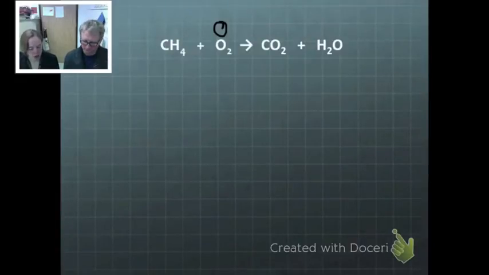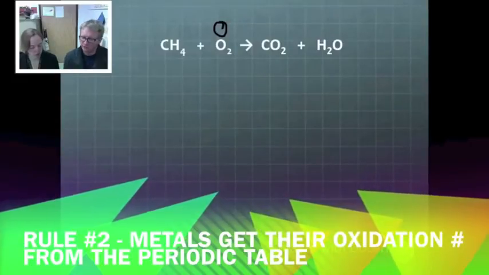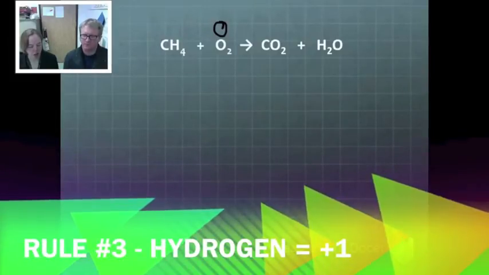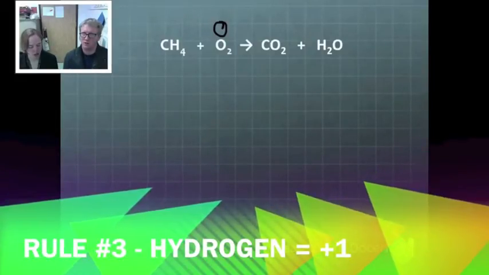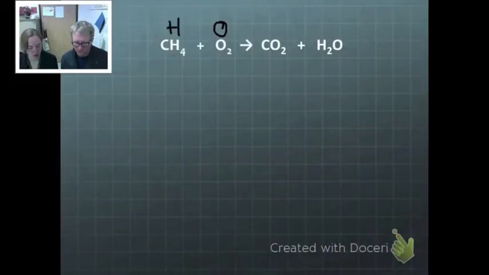All right, what was our next thing that had an easy rule? The metals. But we don't have any metals. Okay, what's our next easy rule? Hydrogen. So what does hydrogen always have to be? Hydrogen always has to be +1. So I can put +1 here. And I've got another hydrogen, so I can say +1 there.